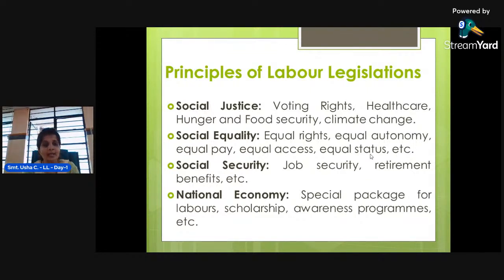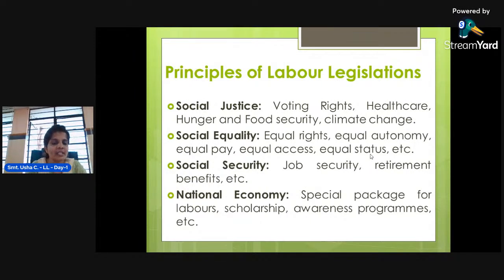Next is healthcare. So here, as a part of social justice, the organization must concentrate on the healthcare aspects of the employees, so that they provide medical benefits to the employees and also to the dependents of the employees. And when they are working in a dangerous place, they must be provided with all the precautionary measures.